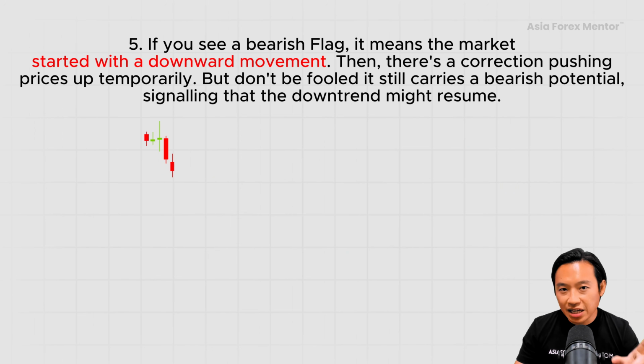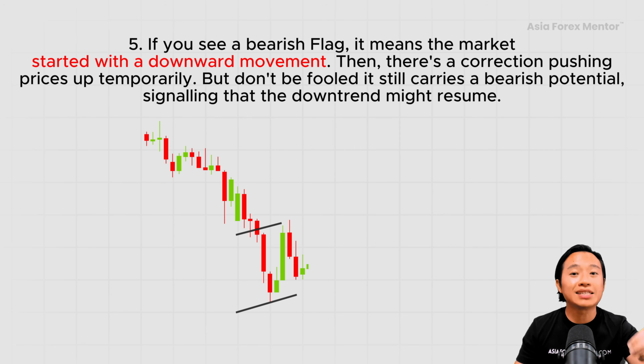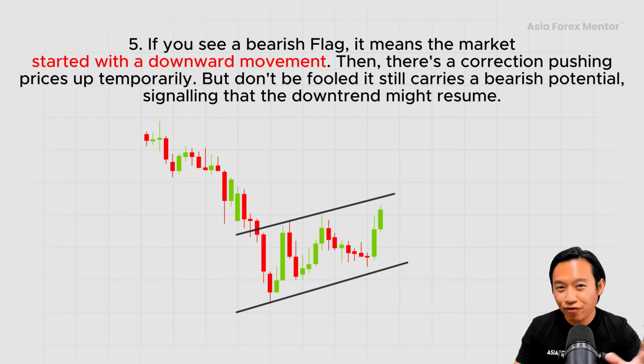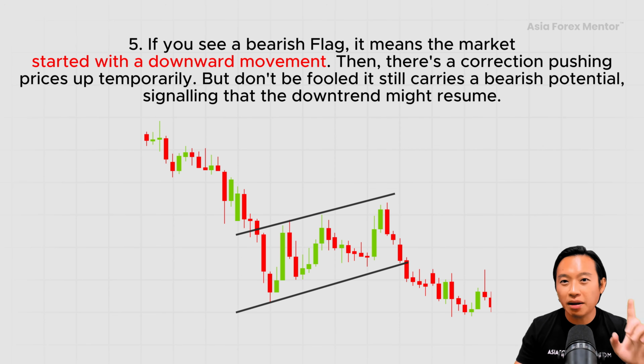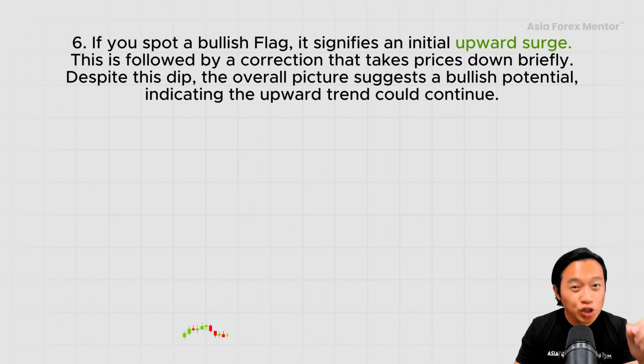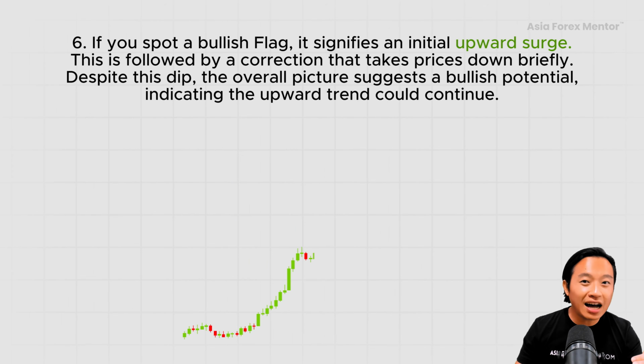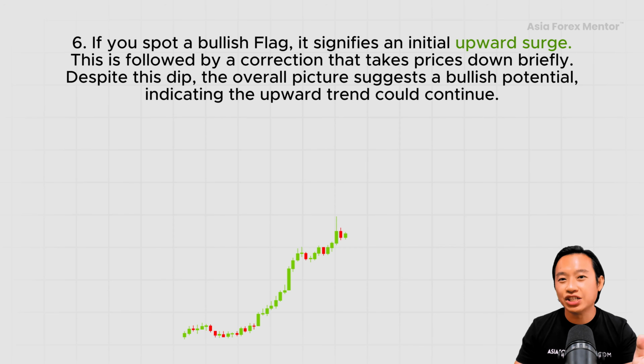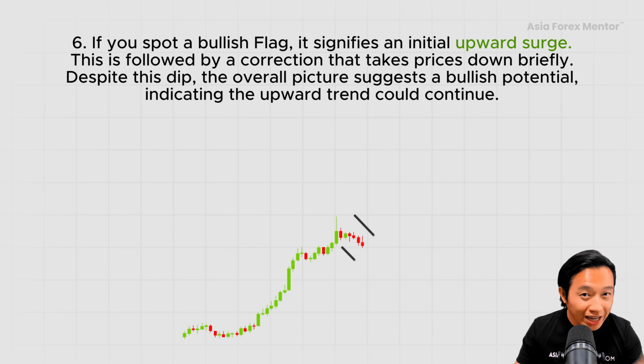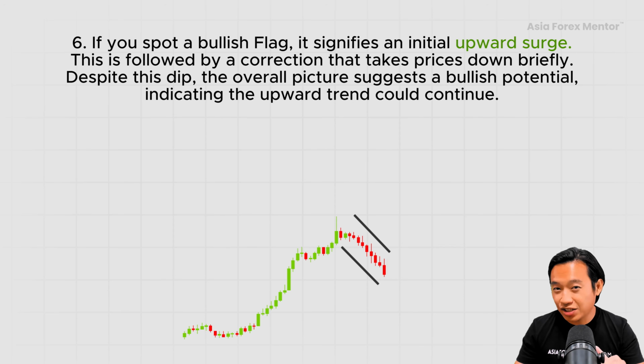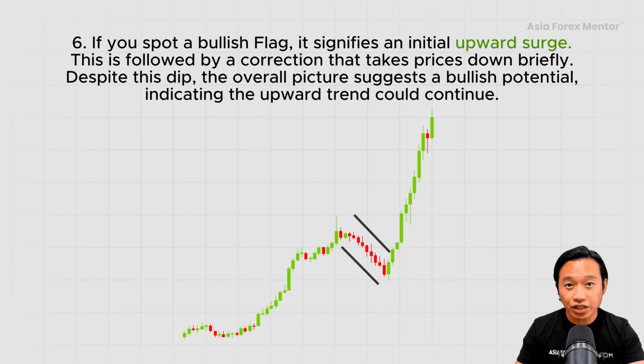Number 5, if you see a bearish flag, it means that the market started with a downward movement, right? Then there's a correction pushing the price upwards temporarily. But don't be fooled, it carries bearish potential, signaling that the downtrend might resume. Number 6, if you spot a bullish flag, it signifies an initial upward surge, right? This is followed by a correction that takes price down briefly. So despite this dip, the overall picture suggests a bullish potential, indicating that the upward trend could continue.